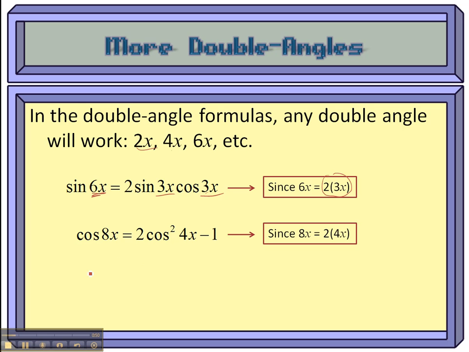Alright, for a cosine, here I've got cosine of 8x. 8x I get to use because it's a double of 4x. So on the inside angles here I've got 4x.